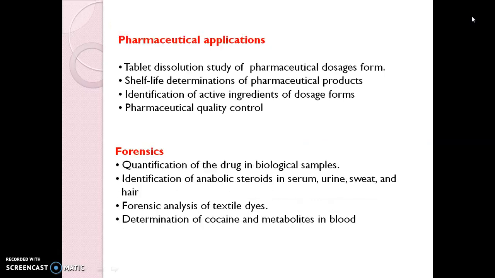Now the applications of HPLC are mainly qualitative and quantitative analysis. In the pharmaceutical field we are using HPLC for tablet dissolution studies, shelf life determination of pharmaceutical compounds, identification of active ingredient of dosage form, quality control studies, or stress degradation studies. Like this, various applications are there in the pharmacy field.